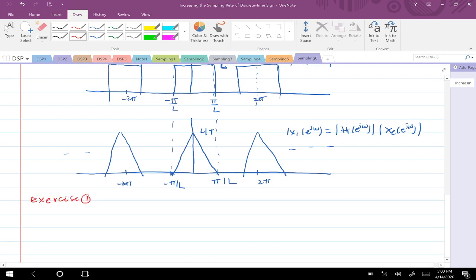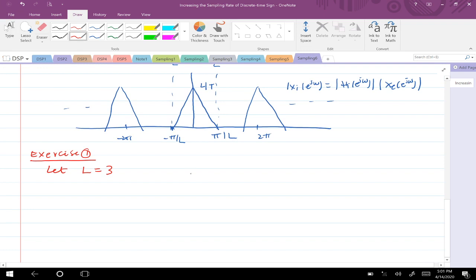Your exercise 1 is: let L equal to 3, okay? That's what you want to increase the sampling by. And let me give you how the X of e power j omega would look like.